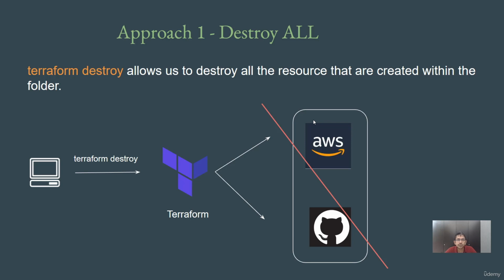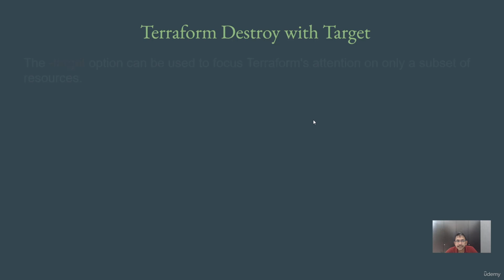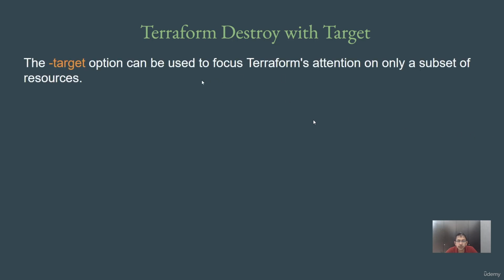So here you have approach number two. In this approach, you specify the target flag, and in the target flag, you specify the exact resource that you want to destroy. So here you see, we have specified aws_instance followed by the local name. And once you run that, only the EC2 instance that you have configured here will be destroyed and the GitHub repository continues to remain. So let's go ahead and understand this in better terms. Now, as we are discussing, the target option allows you to focus the attention on only a subset of resources and not all of the resources that are part of the folder.